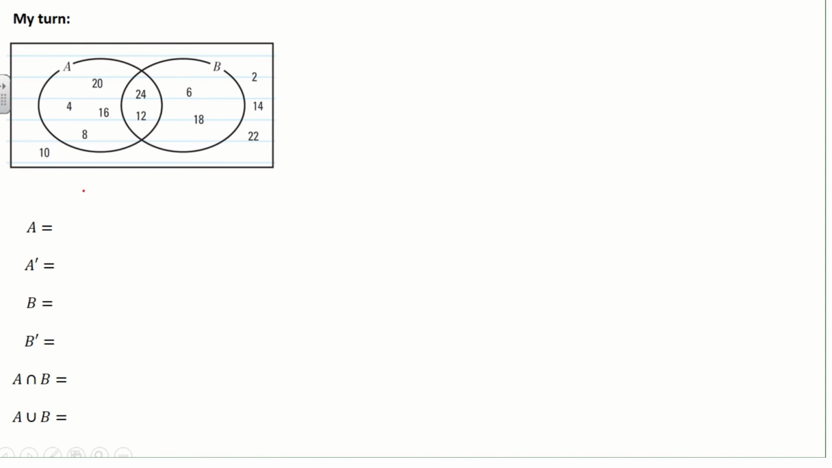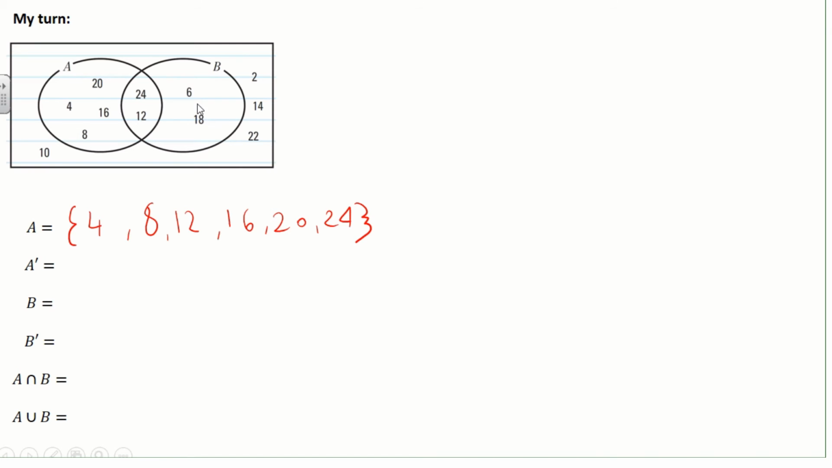So I'm going to go down to here and start off by doing my curly bracket. Anything that's in A, I've got 4, 8, 12, 16, 20, and 24, and finish with my curly bracket.